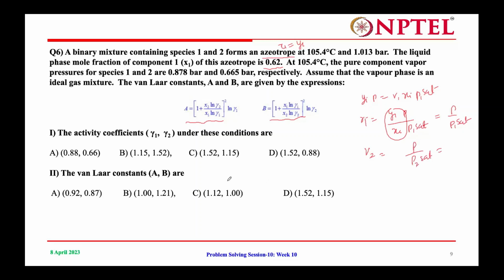Put the values. So gamma 1 equal to 1.154, gamma 2 is equal to 1.52, right? So option B is right.